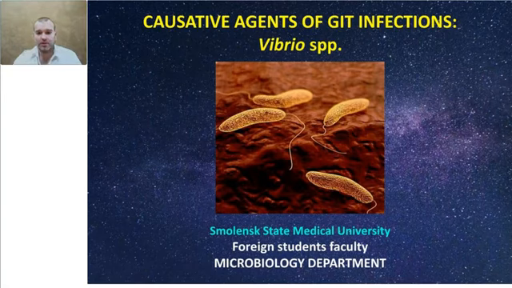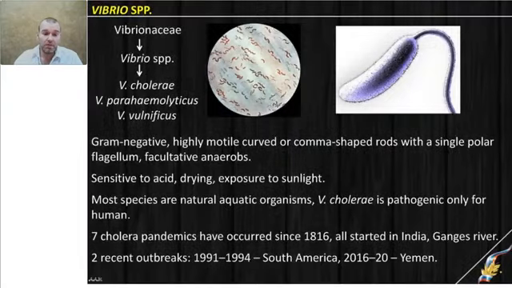Good day everyone. We're still continuing our discussion of GIT infections. In current lecture we'll talk about one of the most dangerous microorganisms, which is known as the Vibrio cholera. In contrast with other pathogens discussed in previous lectures, it's not enterobacteria as a lot of students think. It is separate family Vibrionaceae and separate genus Vibrio.